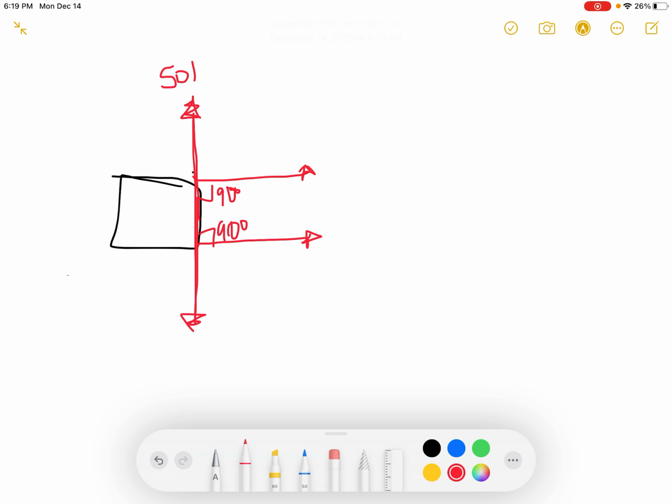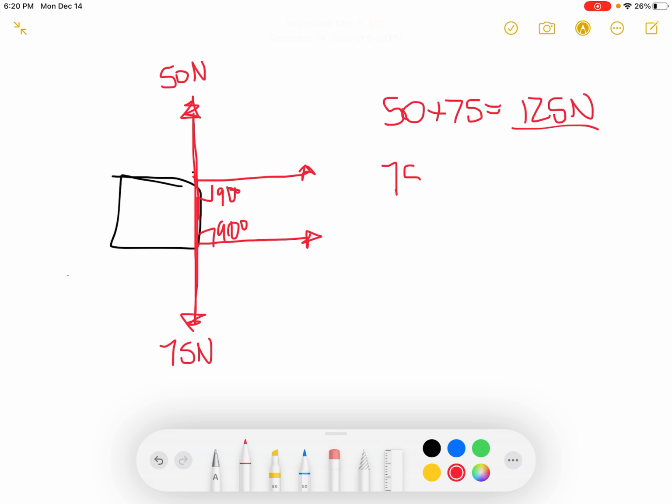So we have 50 newtons and 75 newtons. If we add 50 plus 75, we get 125 newtons. That is the most force. That would be if they were completely in the same direction. But if they are in opposite directions, then 75 minus 50 is what we would do to get 25 newtons. And that means that the values could be anywhere from 25 to 125 newtons.